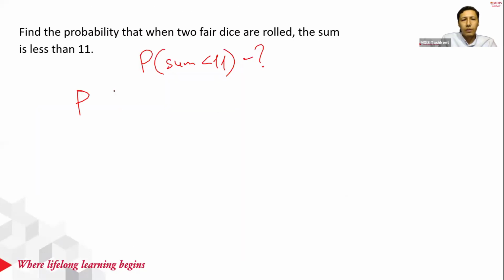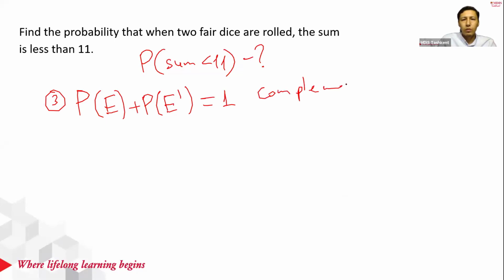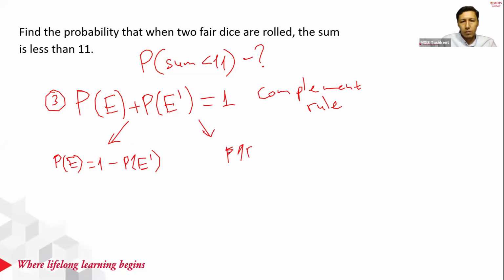Complement rule. We have this rule: P(E) plus P(E complement) is equal to 1. Okay, formula number 3. This one we call the complement rule. So from this, you can generate two more formulas. If you want, you can find P(E) from here. That's equal to 1 minus P(E complement). Or if you find P(E complement), then it's equal to 1 minus P(E). Okay, you can generate two formulas.